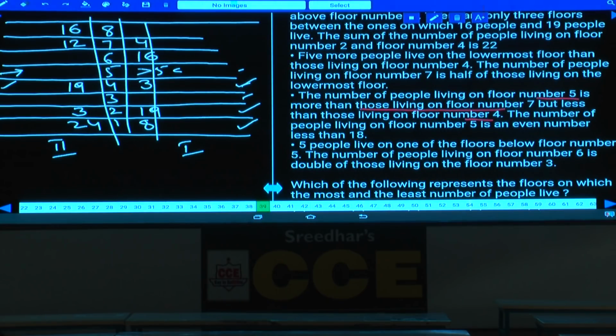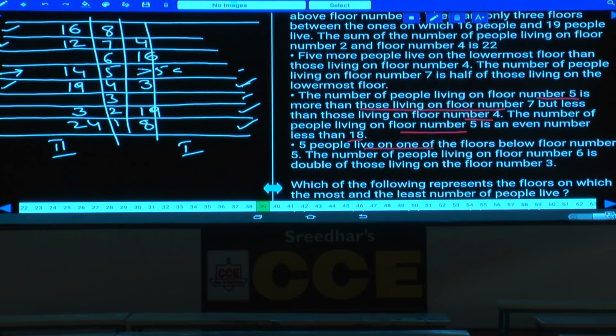Then coming to the second case, the number of people living on floor number 5 is greater than 12 and lesser than 19, 12 to 18. Now among these, the number of people living on floor number 5 is an even number less than 18: 12, 14, 16, 18. Out of which 12 and 16 were already done, isn't it? Then what is left over here? 18 cannot be, as it must be lesser than 18. Only 14. Hence 14 persons are living on floor number 5.